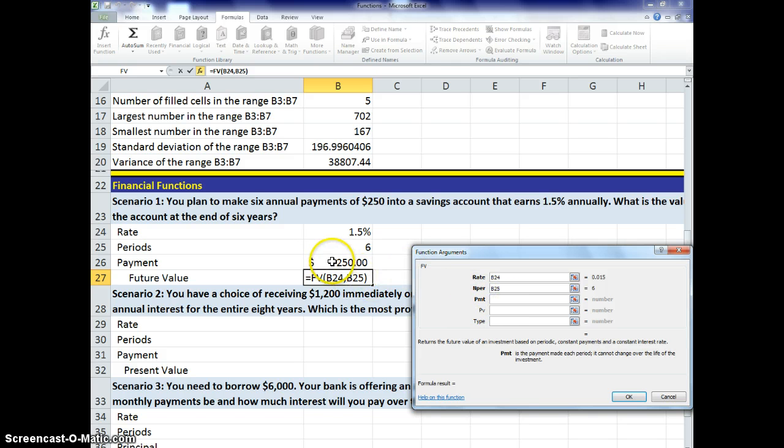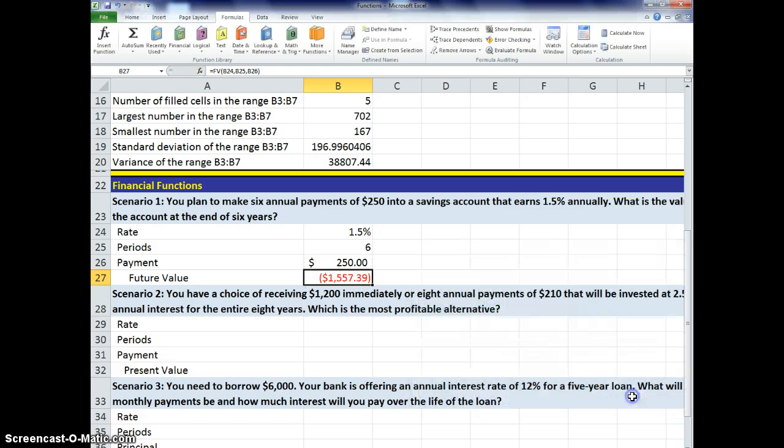Next one is payment. $250. That is B26. B26, 250. All right, that's everything I can enter right now, so I will click OK. The future value is $1,557.39. So I made $57.39 in 6 years. Cool. Love it.